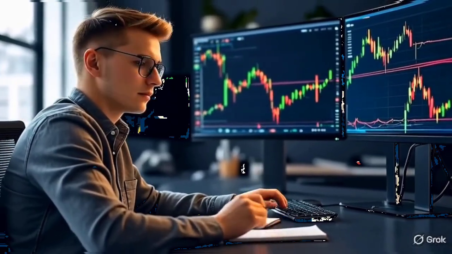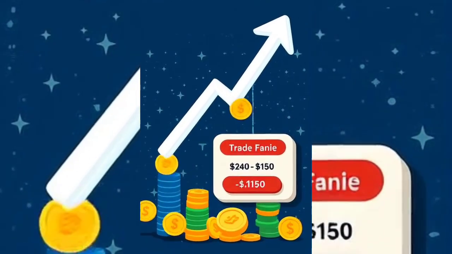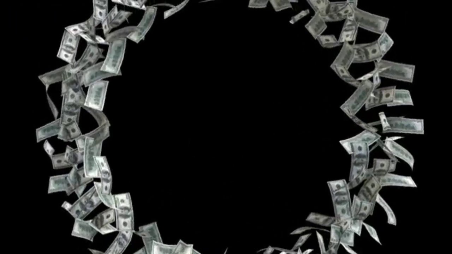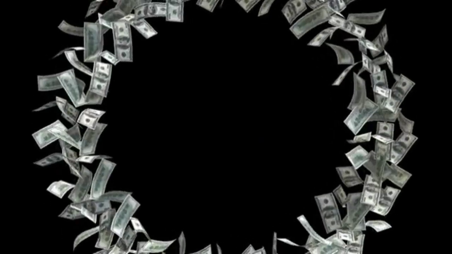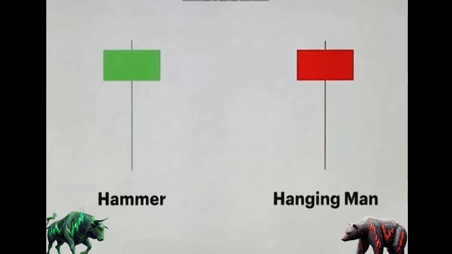Imagine you bought 10 shares or entered an options trade. Check if the pattern gave profit or loss. If it's a loss, find the reason. If it's a profit, note why. This way you'll learn risk-free. So let's begin with our first candlestick pattern.